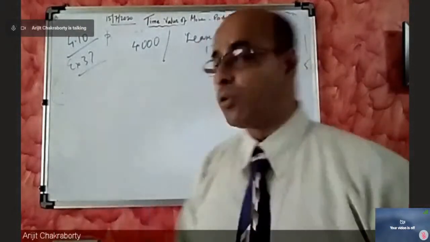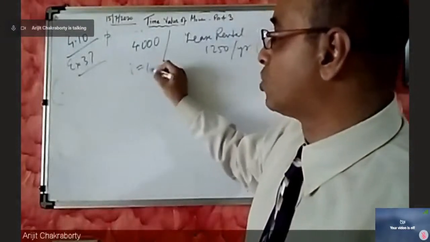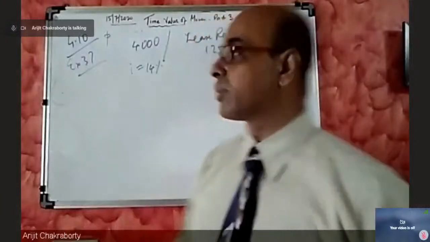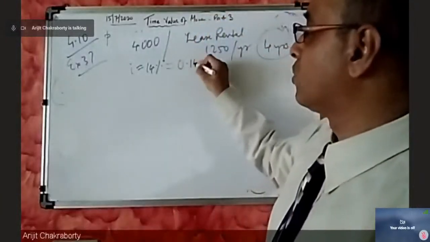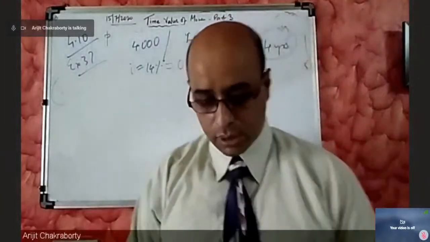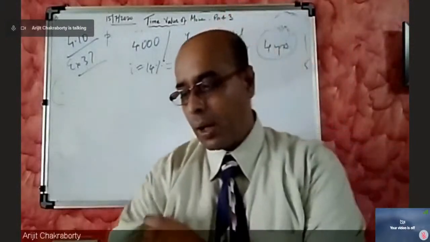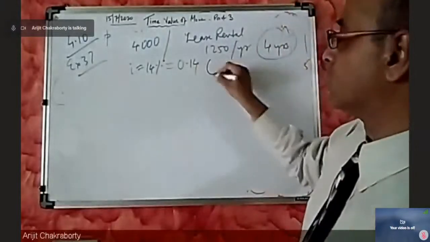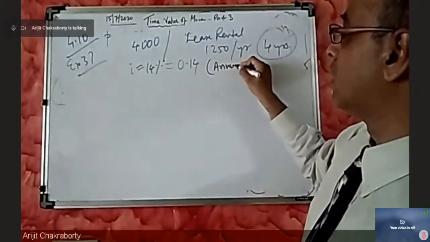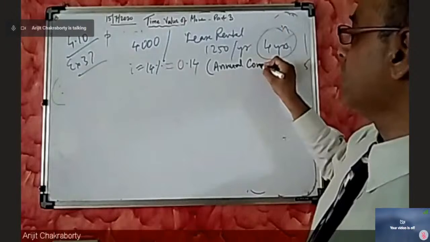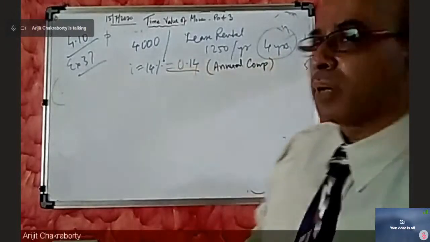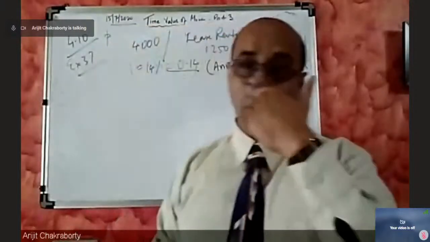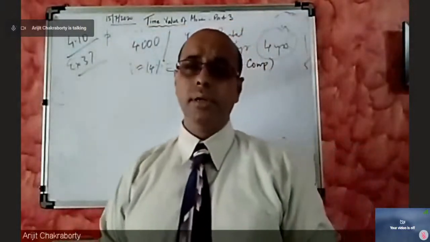The interest rate is given as 14%. So i is equal to 14%. You know that interest of 14% means it is 0.14. So the question is, which course of action is preferable? And the compounding is done annually. So I am writing annual compounding, 14% interest. The cost of the asset is 4,000, and if you want to lease it, the lease rental is 1250.